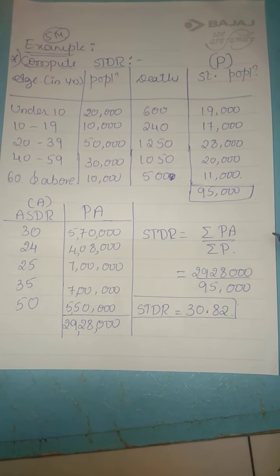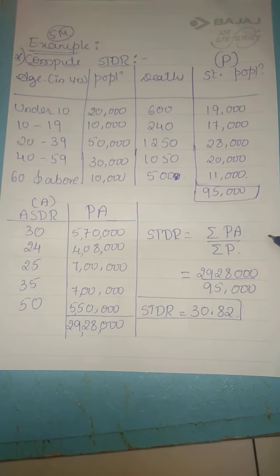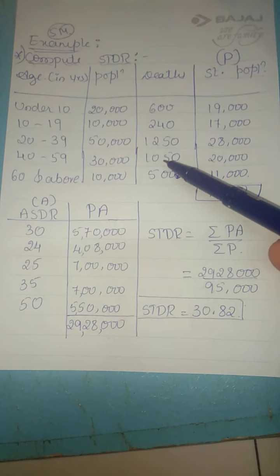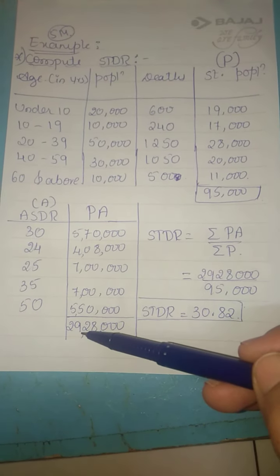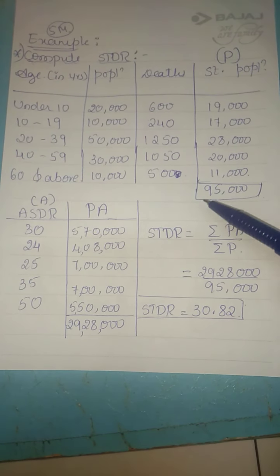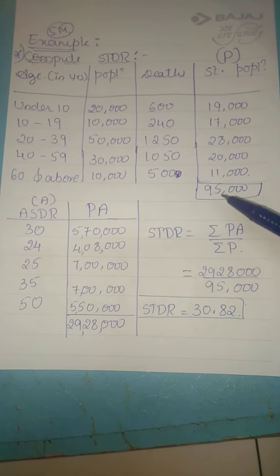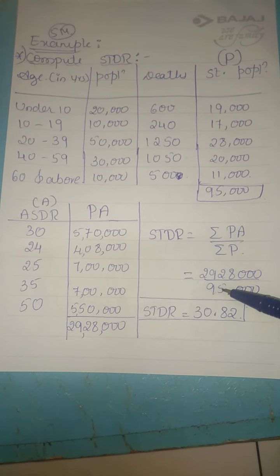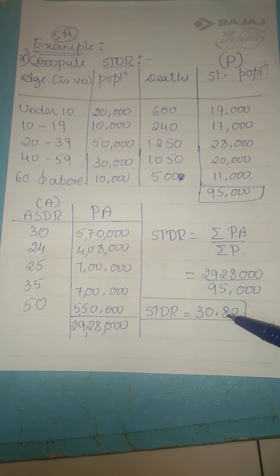Don't multiply by 1000 again. Some students will get confused with that. Don't multiply by 1000 again, because we have already calculated ASDR by multiplying by 1000. Substitute here P into A, that is, substitute the numbers, and summation P is the standard population, here 95,000. So the answer is 30.82.